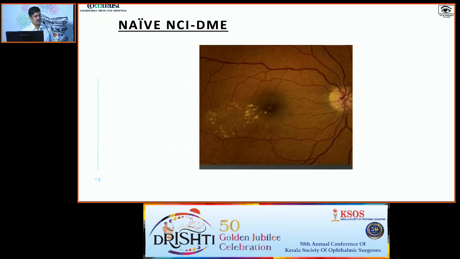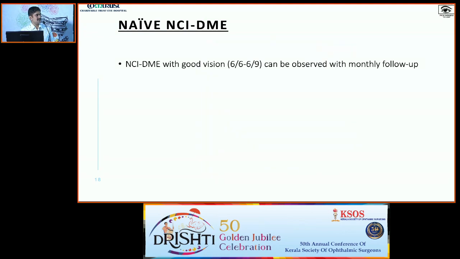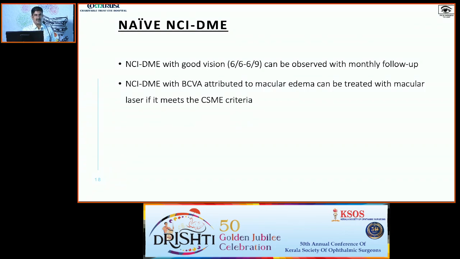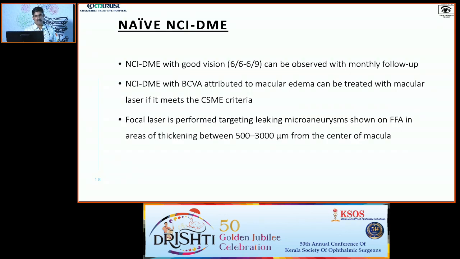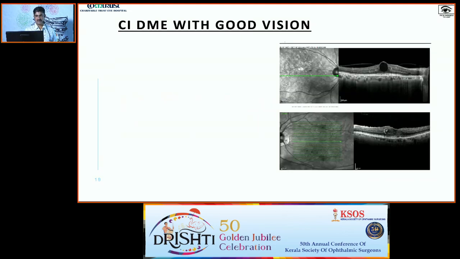This can be one scenario where you have a non-center involving macular edema, but there are some hard exudates and thickening outside the center. In these cases, if the vision is good, you can safely observe these patients with good follow-up. If the vision is affected to some extent, but better than 6/9, and if you feel this is due to the macular edema, and if it meets the CSME criteria, then you can do a focal laser to the microaneurysms which are within 500 to 3000 microns from the center of the fovea. So don't do a grid laser, always do a focal laser to these microaneurysms.